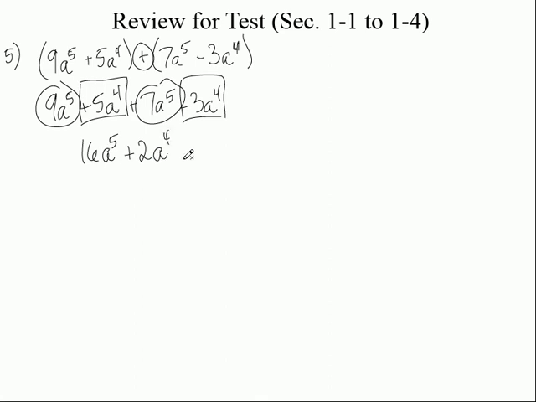Can I add those together? No, I can't because they're unlike terms. They're not the same term. Even though they got a bunch of A's in both of them, this has 4, this has 5, that's enough to make them different terms. They are not like terms. It's all you can do, and you just leave it just like that.